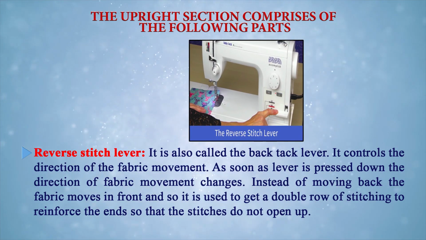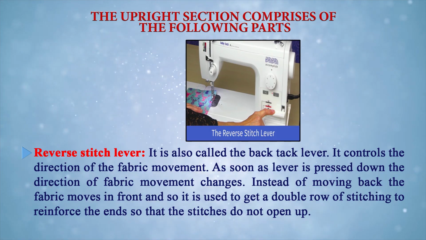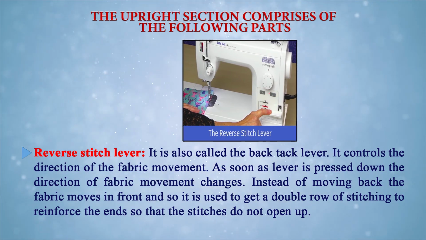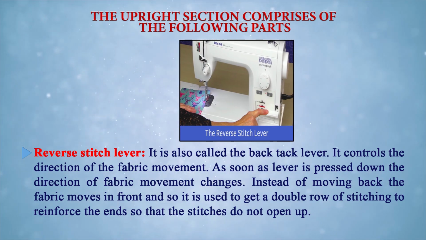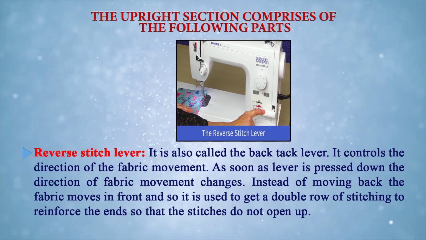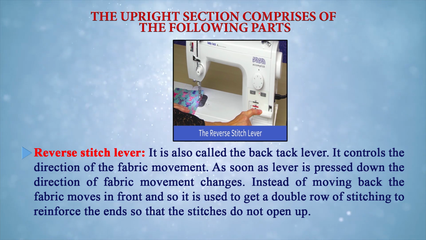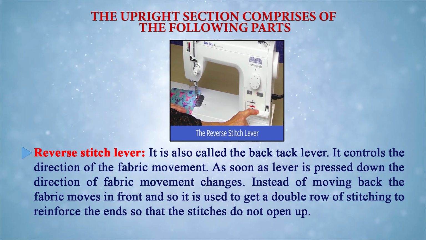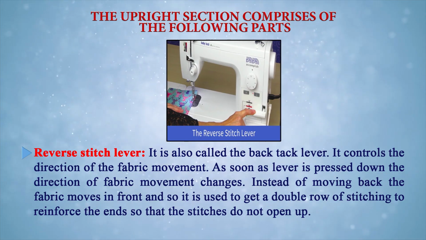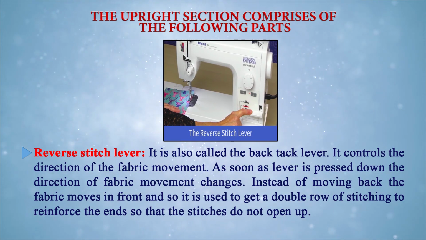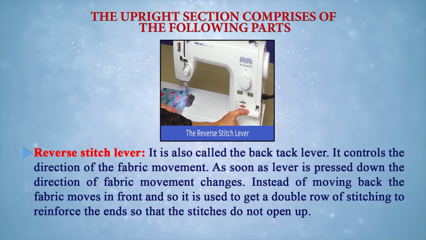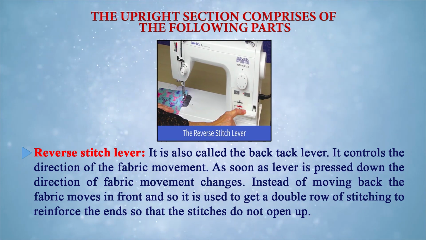So it controls the direction of the fabric movement. As soon as the lever is pressed down, the direction of the fabric movement changes. So when the movement changes, the threads get locked. Instead of moving back, the fabric moves forward, and so it is used to get a double row of stitching to reinforce the end so that the stitch does not get open. So this is the purpose of the reverse stitch lever, so that the stitch does not open from our garment.